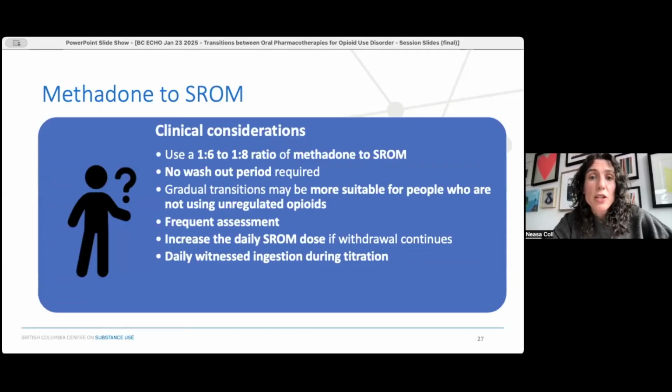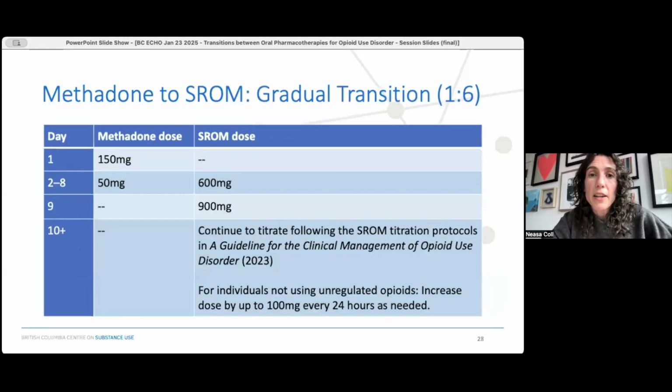Gradual transitions are suitable for people who are not using unregulated opioids and are already stabilized on their dose but have a reason for transitioning. And also for people who have the ability to take the time to do a transitional period. Again, there's no washout period required, and we do recommend fairly frequent assessments to see how this transition is going. A reminder again that full agonists would be daily witnessed during this titration. And here's an example of what this might look like.